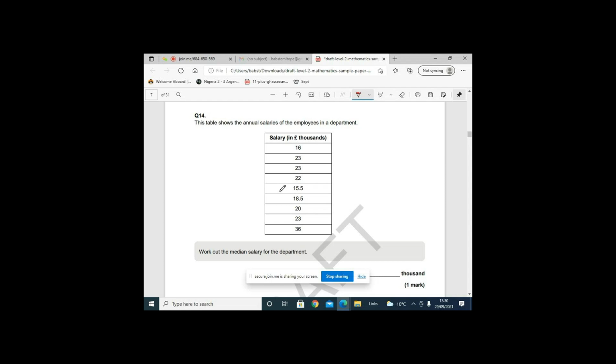Can the median be 1.5? It can be 1.5, the middle number when you have arranged in order. So for example, what's going to be the 2 numbers left? You have to add them together and divide by 2.